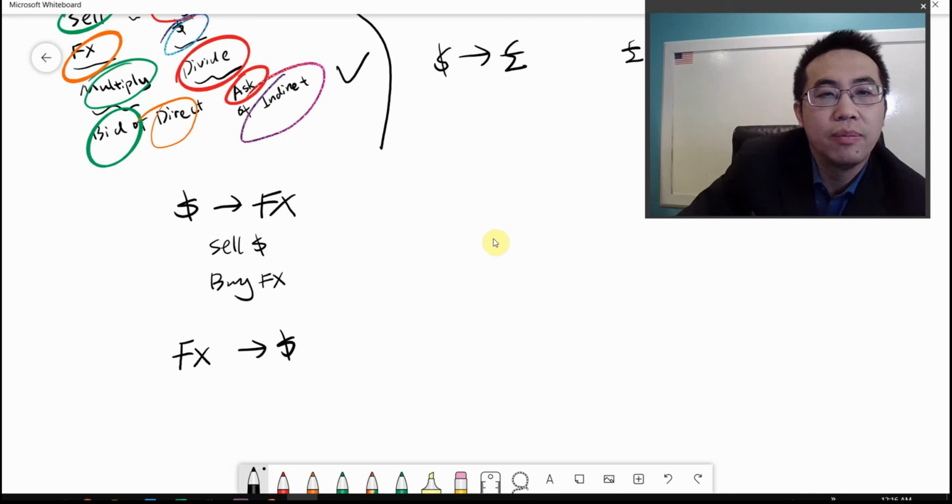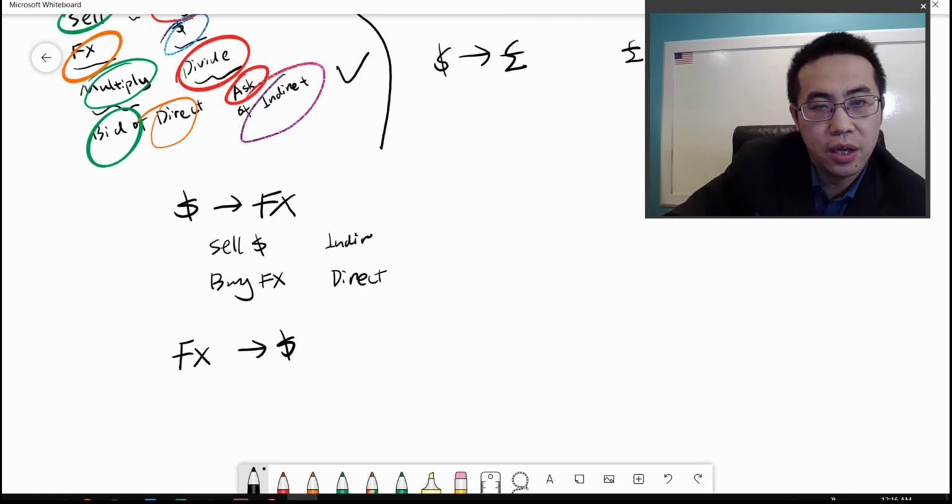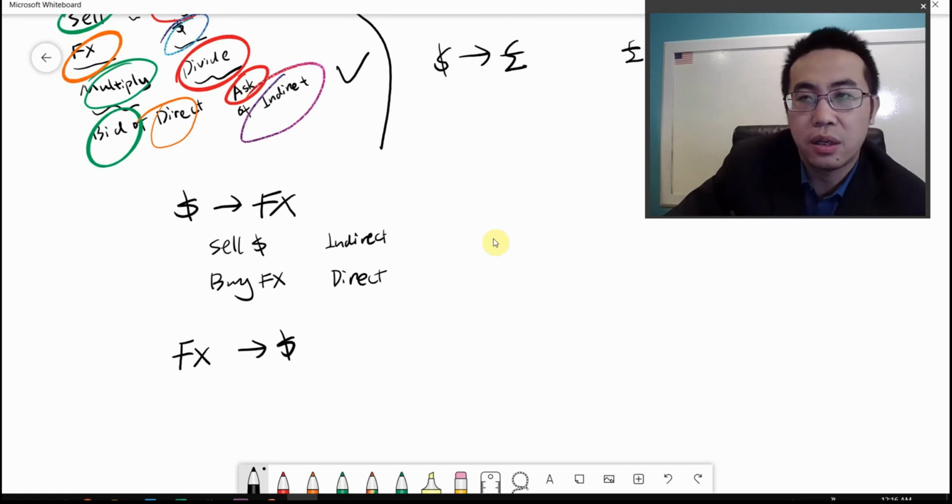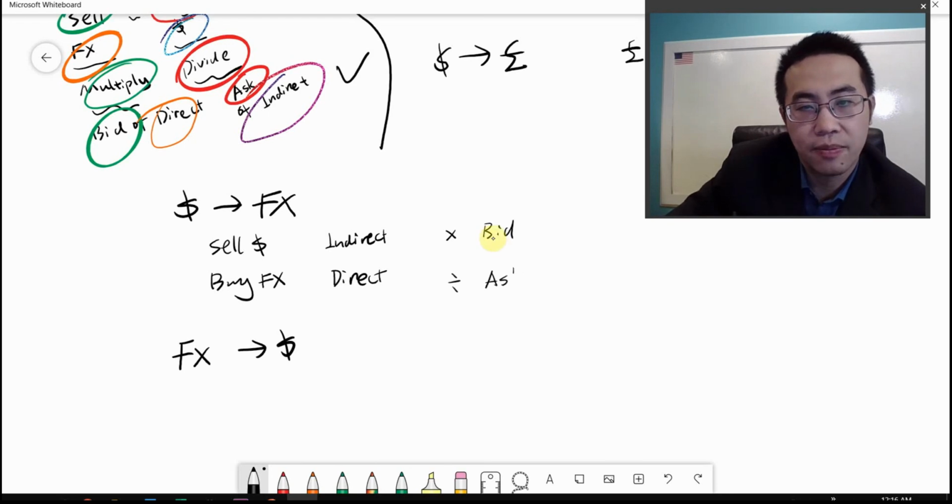If you are buying foreign exchange, you will use the direct quote. If you focus on the dollar side of the story, you use the indirect, because in the indirect quote, the dollar is treated as the commodity, and the other currency, the foreign exchange, is treated as the price. And if you sell, you always multiply the bid. If you buy, you always divide the ask.